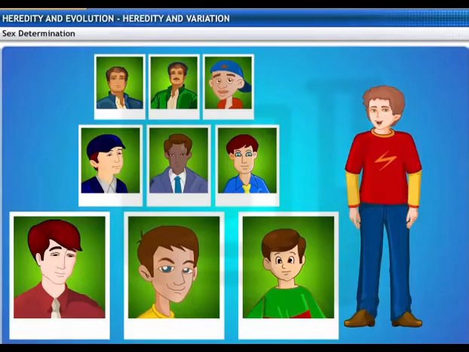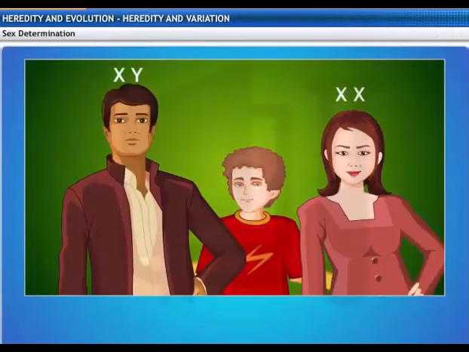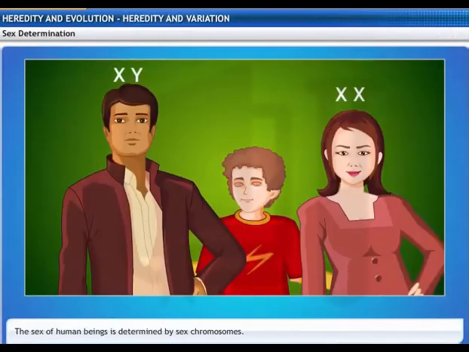Why do we have only boys in our family? Why not girls? Does such a difference occur only in humans? The sex of human beings is determined by the sex chromosome.